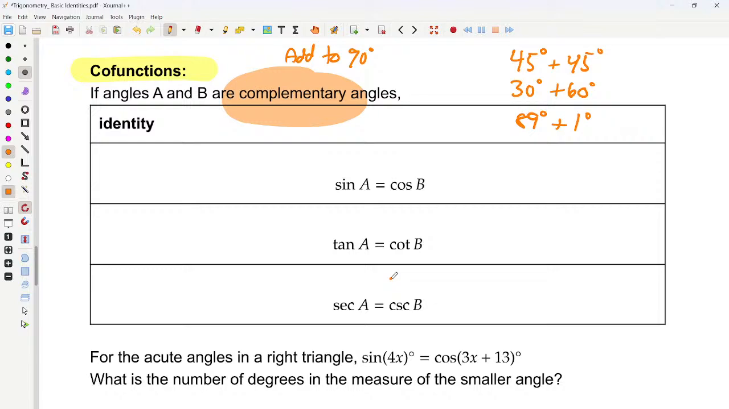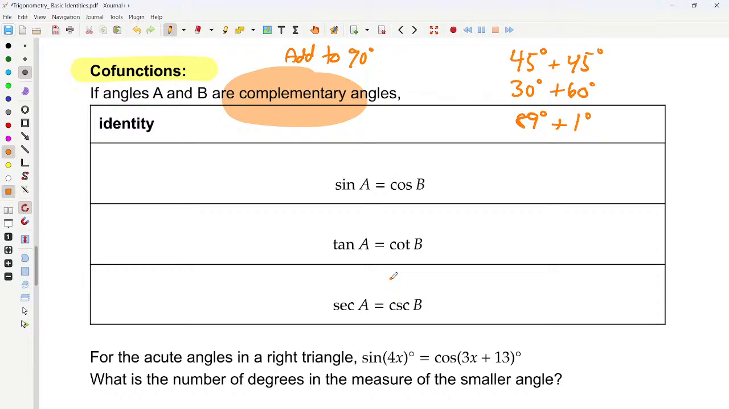If you have a pair of complementary angles, the sine of one of them is equal to the cosine of the other one. I got a shortcut for remembering this too in just a minute. The tangent of one of them is equal to the cotangent of the other. And lastly, the secant is equal to the cosecant.